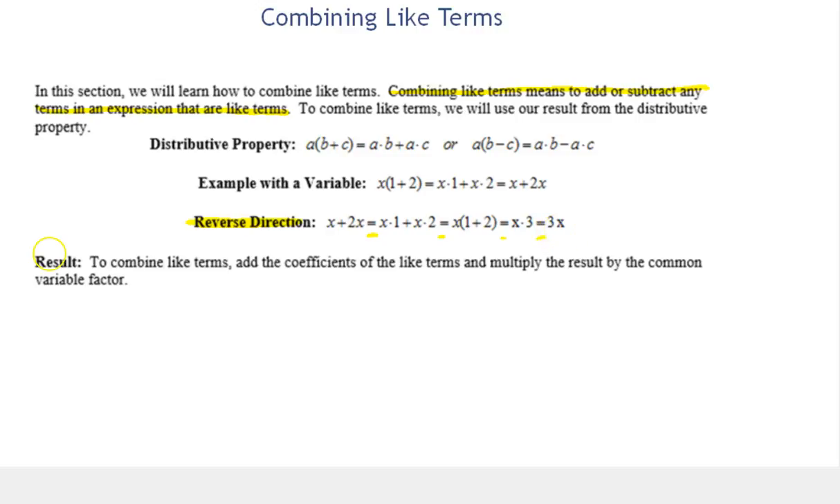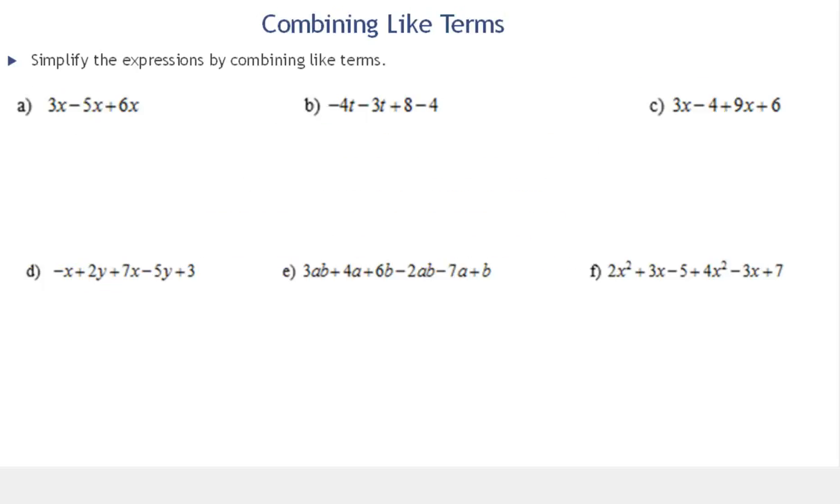Okay. So the general result, because of the distributive property, if we want to combine like terms, we can just add the coefficients of the like terms. In this case, it was 1 and 2. Okay, and multiply the result by the common variable factor. In this case, the common variable factor was x. So we have 1 plus 2 is 3, multiplied by the common variable factor of x. Let's look at some examples.